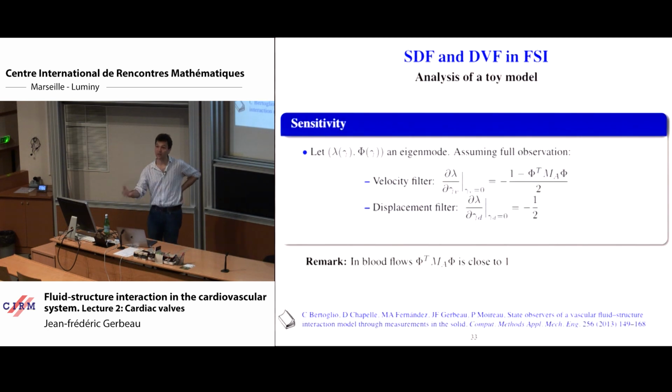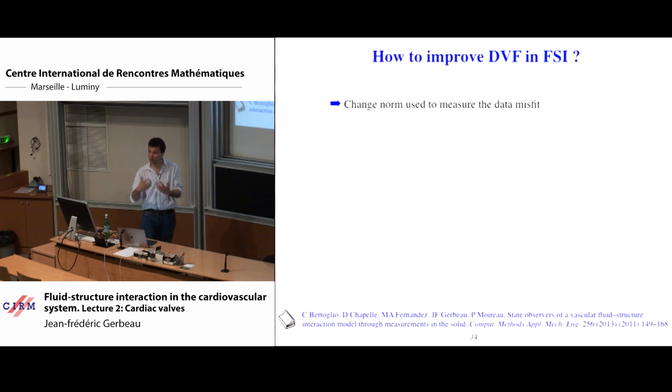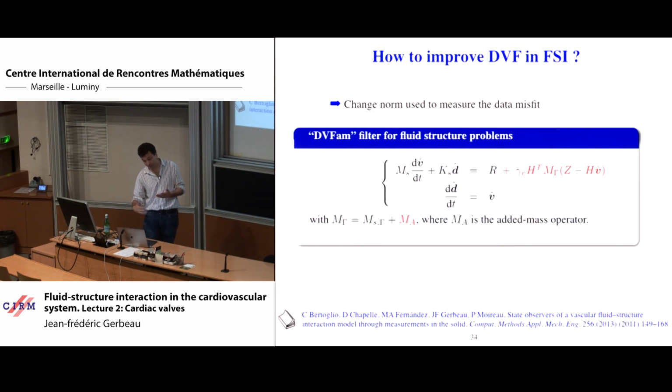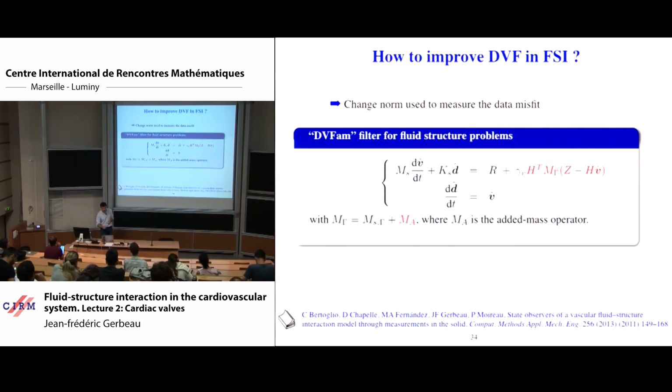Okay, so once we understood that, it gave us an idea to change the norm to measure the misfit in the fluid structure case. And then you realize that if you modify the norm, if instead of taking the L2 norm, you take something which takes into account this non-local operator, then you recover the sensitivity that you get with the displacement measurement. So again, this is an illustration of the fact that Luenberger filters are simple. There is really room for creativity.